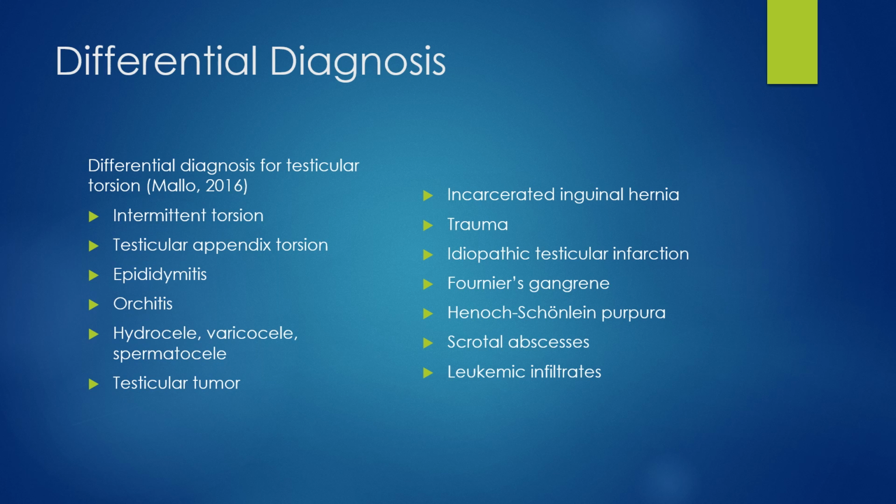Providers will then perform specialized tests in order to confirm and/or rule out any of the differential diagnoses. The following lists of diagnoses have very subtle differences in the way they present. Some of these differential diagnoses that have similar symptoms to testicular torsion include intermittent torsion, epididymitis, testicular tumors, incarcerated inguinal hernias, idiopathic testicular infarctions, and scrotal abscesses.